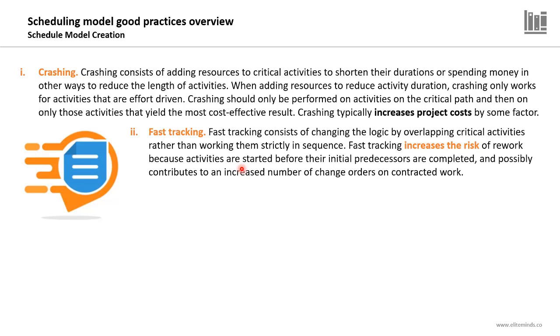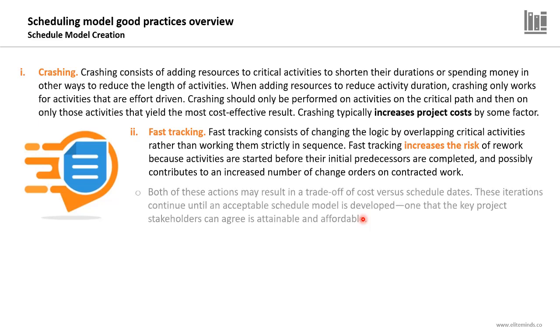The other technique is fast tracking, which consists of changing the logic by overlapping critical activities rather than working them strictly in sequence. Fast tracking will definitely increase the project risk. It will increase the risk of rework because activities are started before their predecessors are completed, and possibly contributes to an increased number of change orders on contracted work. So we were planning for activities to be executed in sequence, and now we want to execute them in parallel. So definitely, fast tracking will increase the risk of rework. Both of these actions may result in a trade-off of cost versus schedule dates.